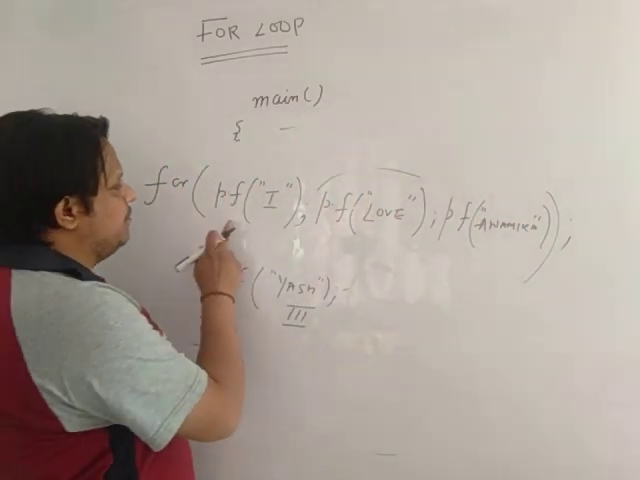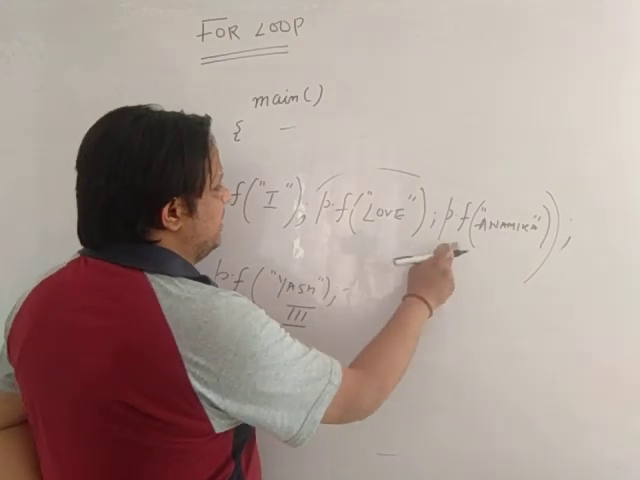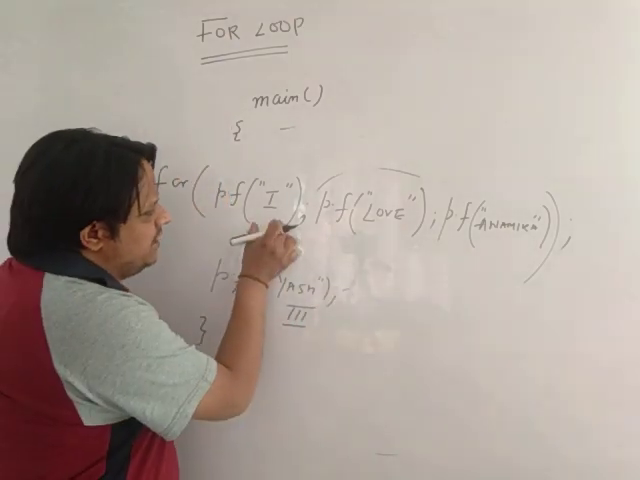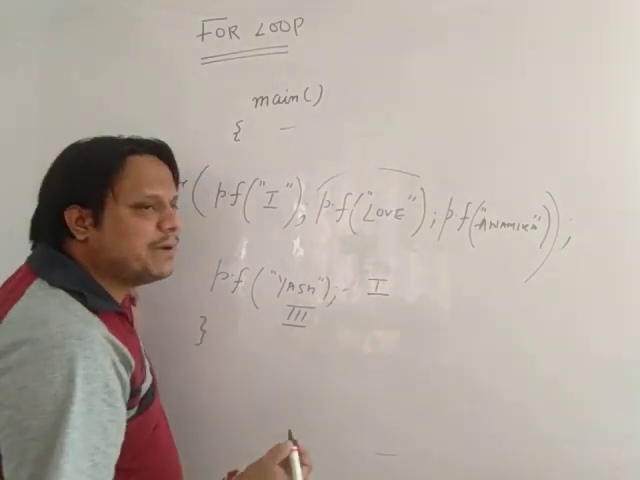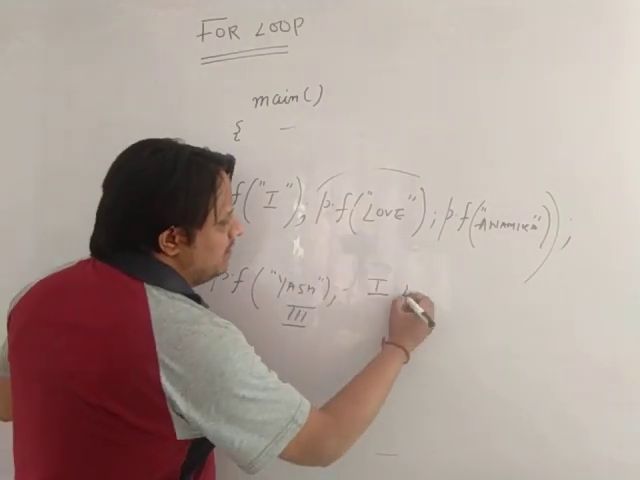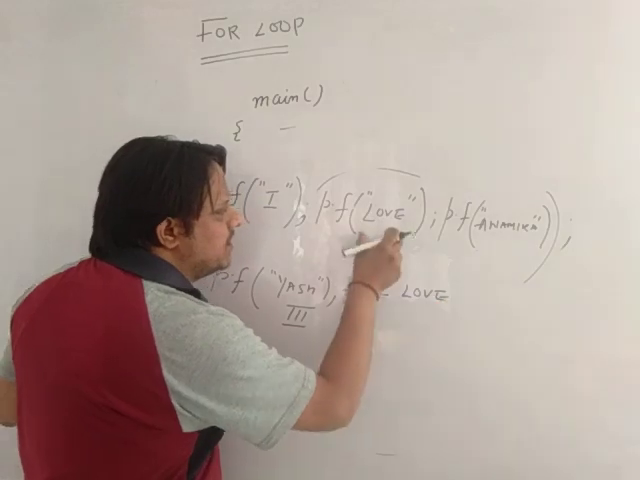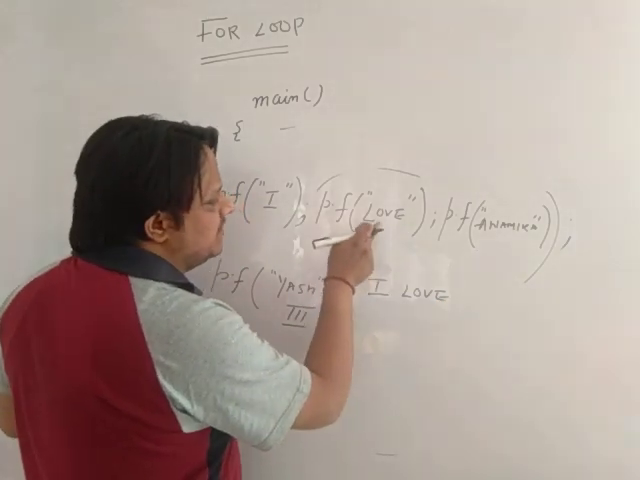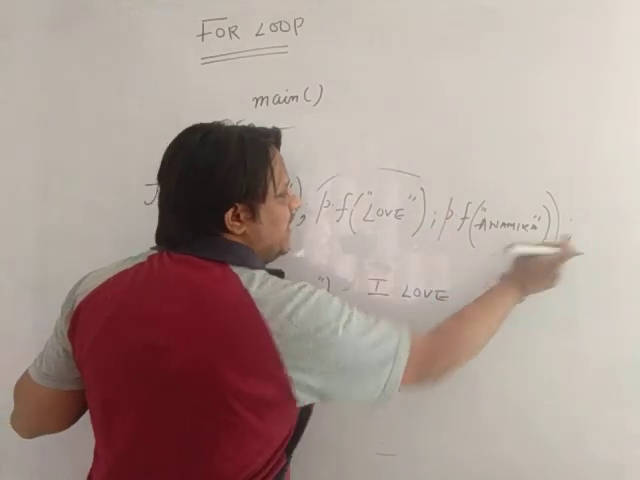I am writing printf I, printf love, printf Anamika, printf Yash. So see how you are going to work on this. Firstly, you will print I. It gets printed. Now printf love. The love gets printed. It will return the number of characters, which is 4. So this condition is true. So when this condition is true, a null statement gets evaluated.